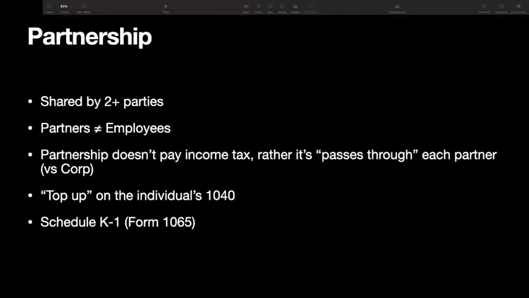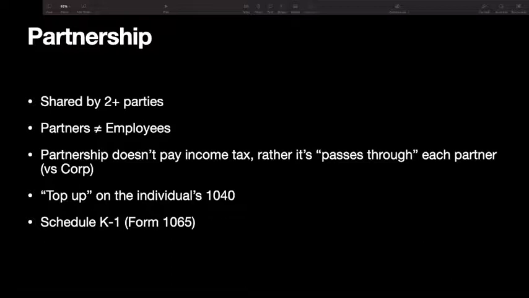So partnership is basically a sole prop shared by two or more people. So again, this form, partners, yourself is your business. So each partner is the business. However, they are not employees. You do not hire them. They own the business.